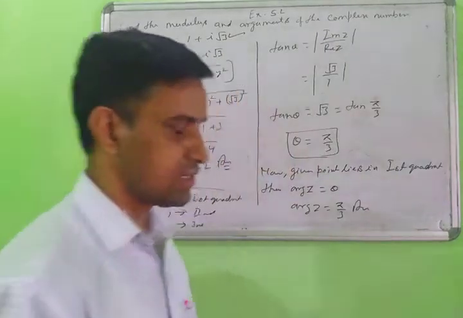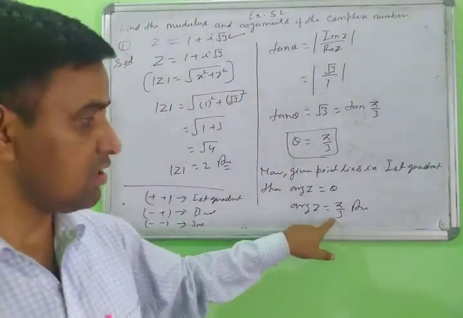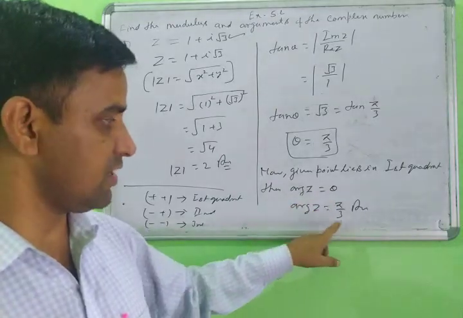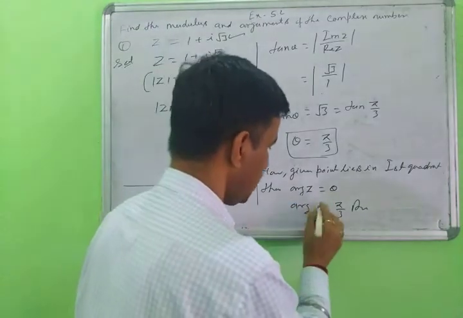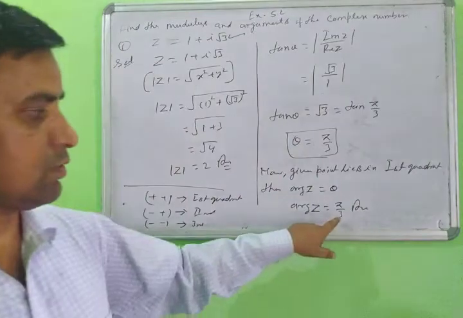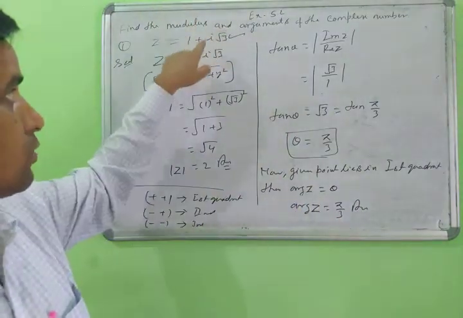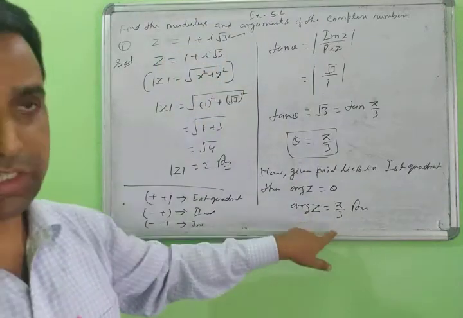In the first quadrant the argument is not changed. The first quadrant formula is argument z equal to theta. Then you simplify and write in a simple way, argument z equal to pi by 3. This is your answer. Suppose your quadrant changes, then the argument will change.